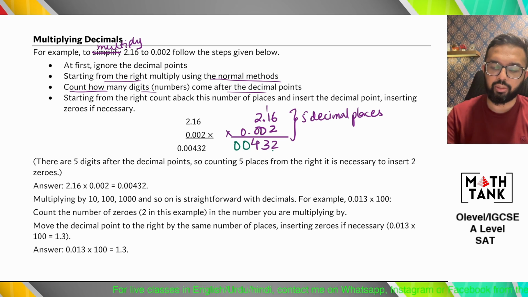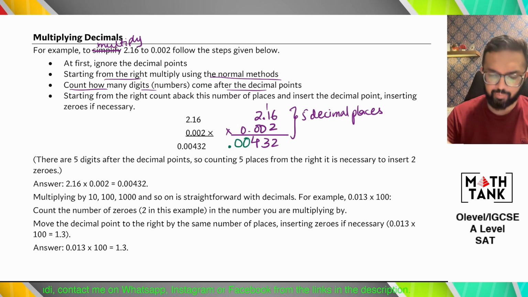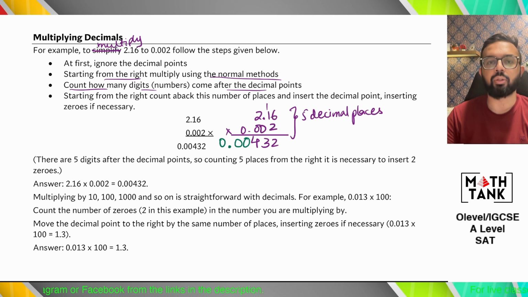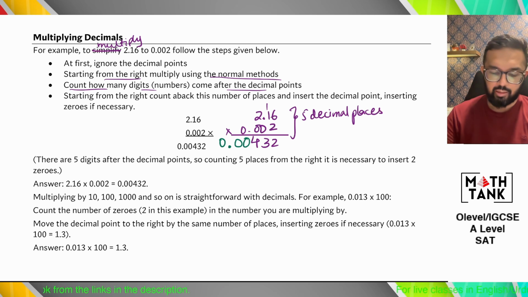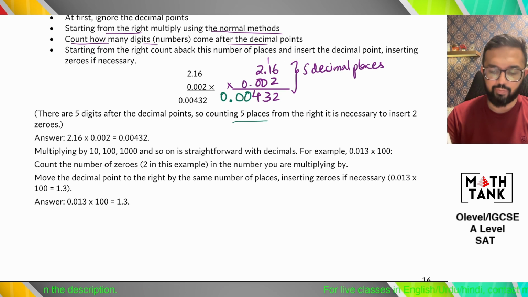So 1, 2, 3. I have 3 decimal places. So what I'm doing is I'm putting out 2 more decimal places. I'm going to say that the decimal place will appear here. 0.00432. Okay, there are 5 digits after the decimal, so counting 5 places from the right is necessary to insert 2 zeros. That's what you've done.